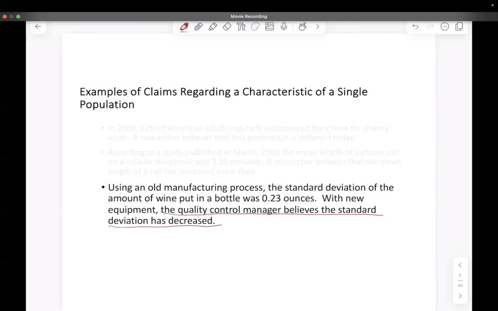So these are just statements. We're going to build on these statements by writing out, using our own notation for hypothesis testing. And we're going to do that in a minute. And I'm going to show you what those look like.